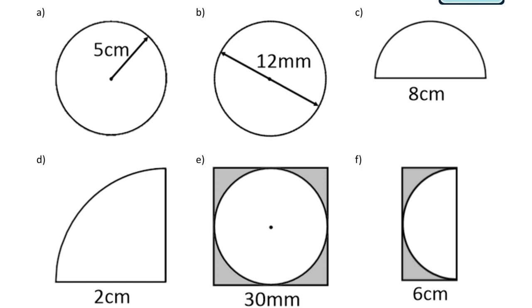Pause the video and see if you can apply a similar method to what I've just shown you to these questions here. You are trying to find out the unshaded area of each shape.